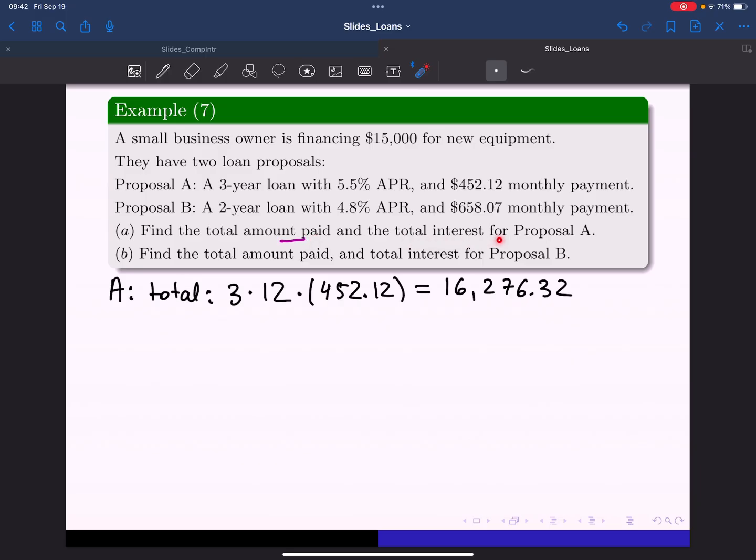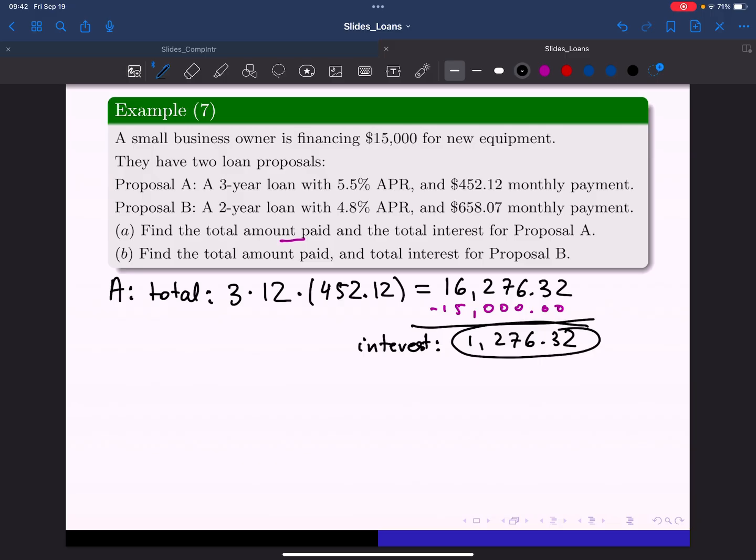Now, what is the interest paid? So we need to subtract the financing amount, 15,000, and the interest is 1,276 and 32 cents.